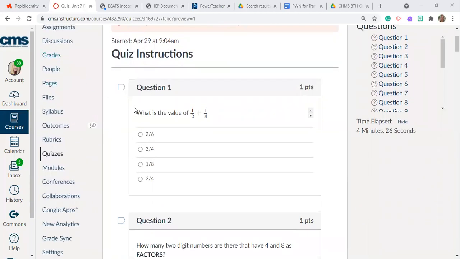Question 1. What is the value of 1/2 plus 1/4? Your choices are 2/6, 3/4, 1/8, and 2/4. Pause and do the work in your notebook.